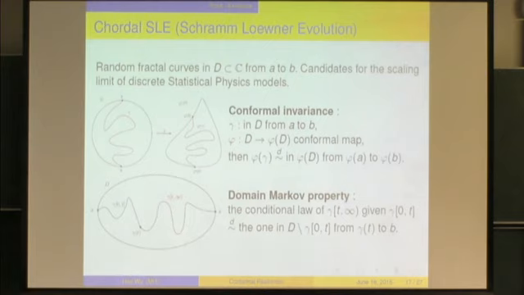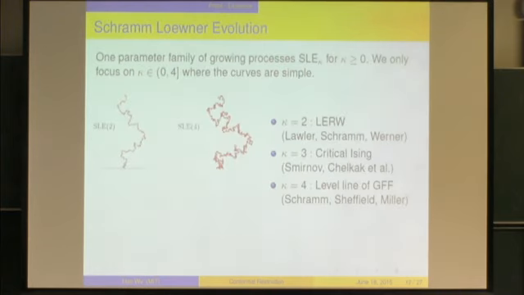Okay, so this is SLE curve, and we know that with these two properties, there exists only a one parameter family of growing process. It's called SLE kappa with these two properties. And when kappa is less than 4, that corresponds to simple curves. And since in my talk I only care about simple curves, I will focus on the simple case.